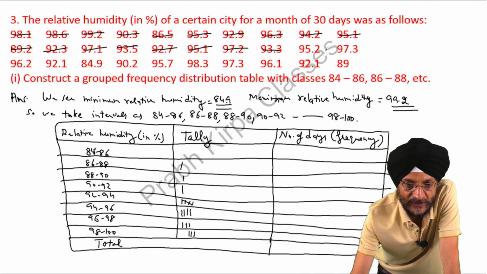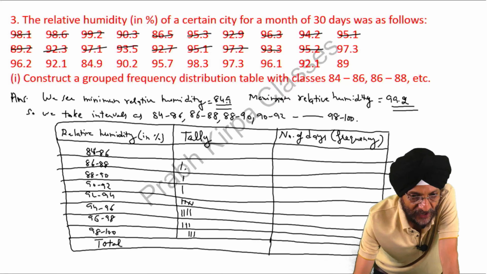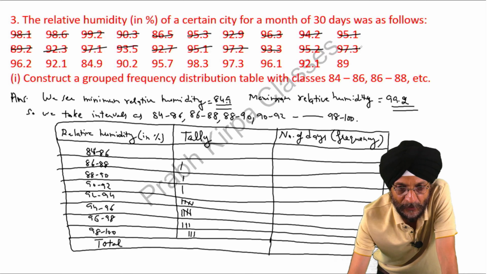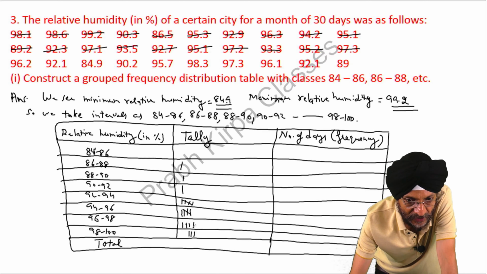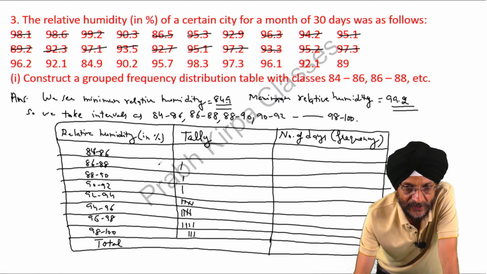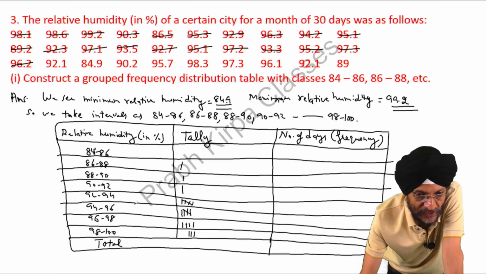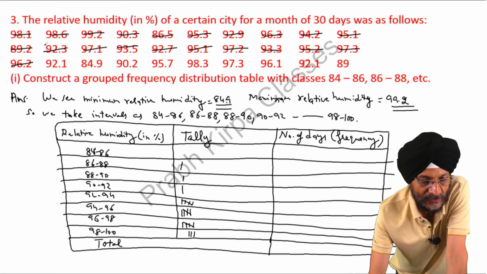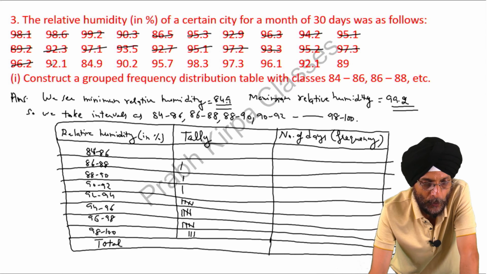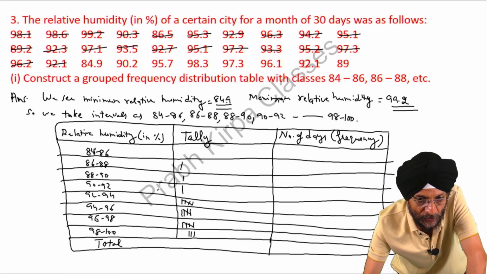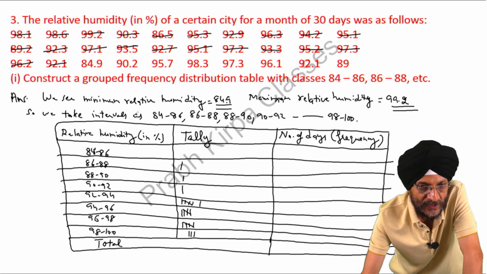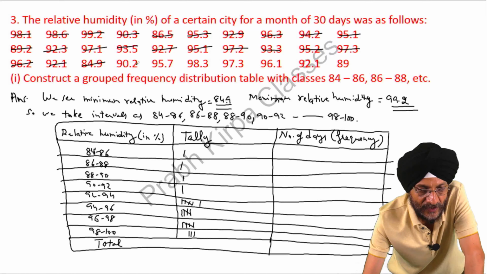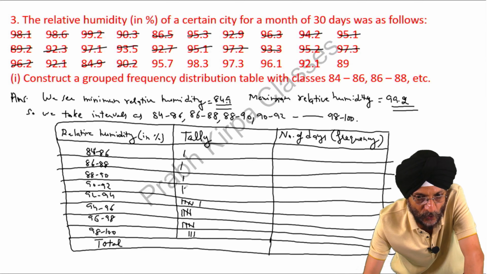We have counted 93.3. 95.2 falls here. 97.3 will fall in 96 to 98. 96.2 will fall in 96 to 98. 92.1 will fall here, in 92 to 94. 84.9 will fall here, in 84 to 86. 90.2 will fall here, in 90 to 92.